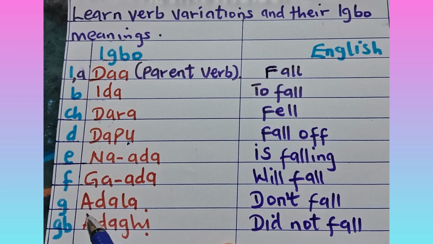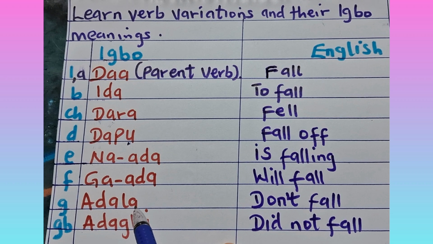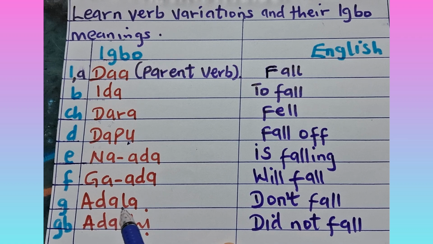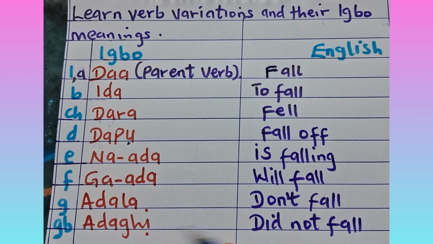Number 3, adala. Adala, meaning don't fall. You can see here that we add both a prefix and a suffix. A here is our prefix, mgbakwunye nganihu, while la is our suffix. We add both the prefix and the suffix to this da, it becomes adala, don't fall.